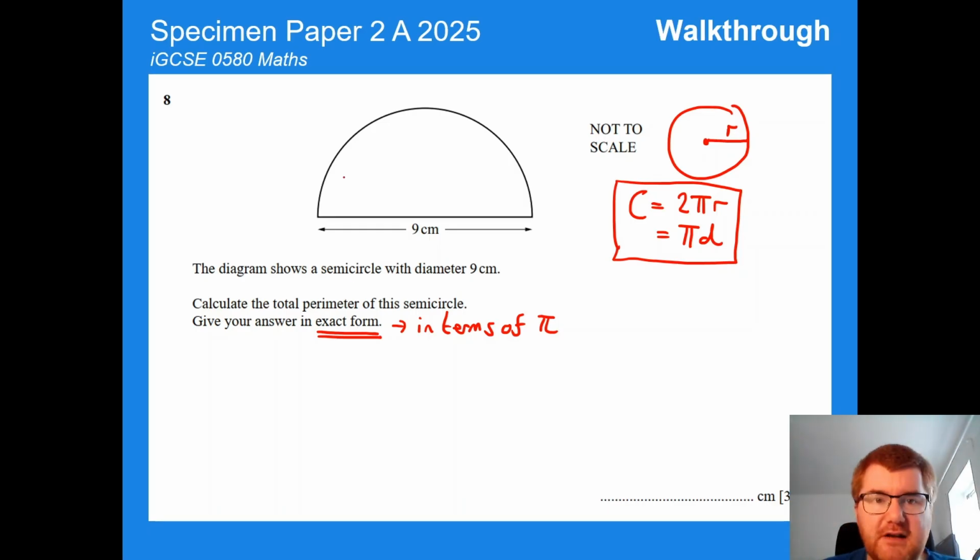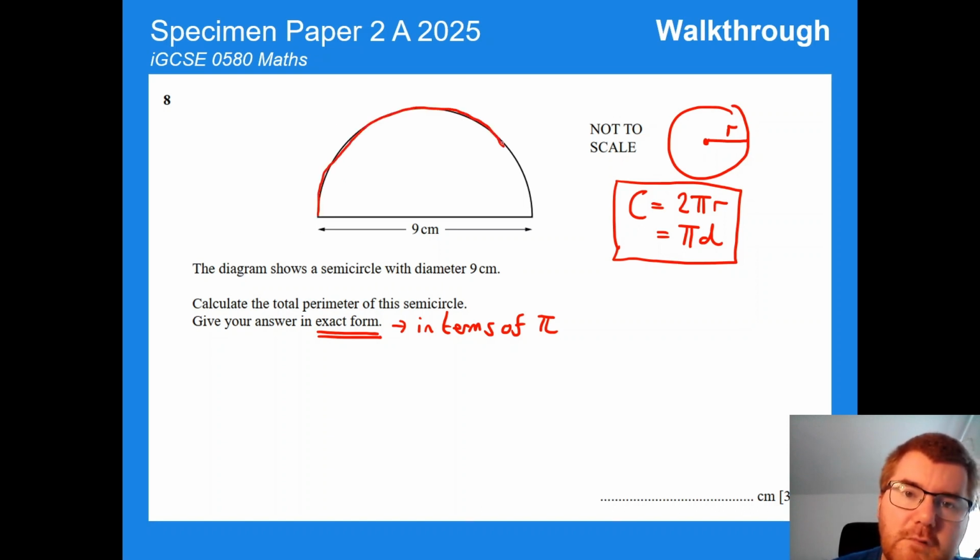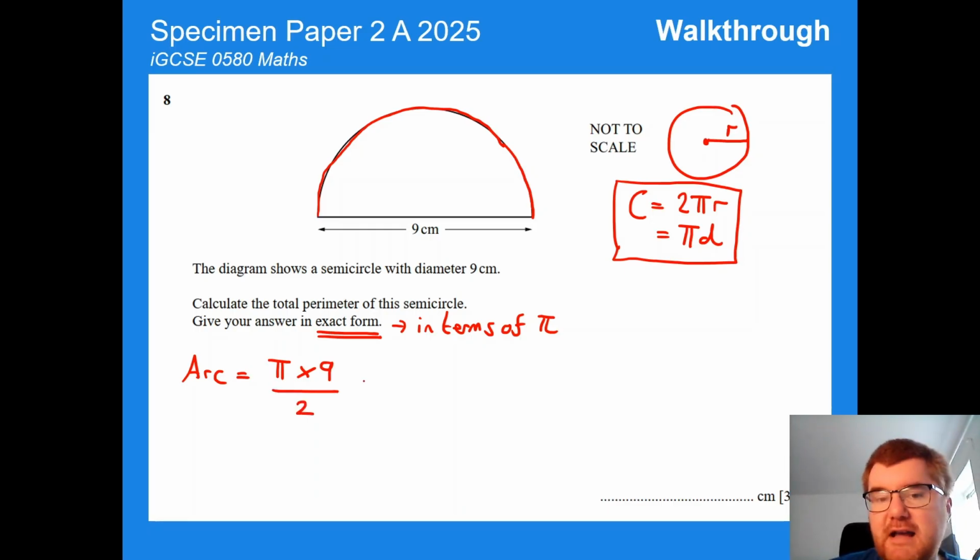So we have a semicircle here, so half a circle. So to work out the arc length here, so this red line or red curve that I'm just putting in here, we do pi times diameter, so the full circle, so pi times 9. But we have a semicircle, so we need to divide that by 2. So that gives us then 9 pi over 2. Don't feel you need to simplify this anymore. If you write 4.5 pi, that is also fine as well.